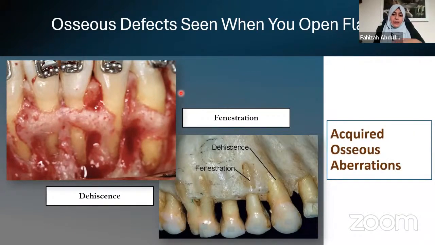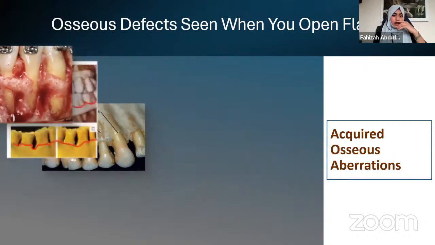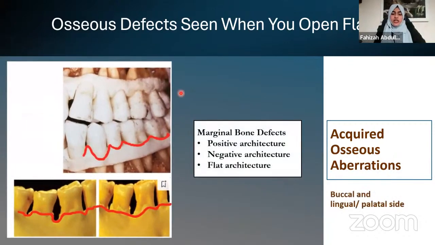So now again, I'm putting it as acquired osseous defects, aberration or defects as well, because this can happen because of periodontal disease as well. It can be acquired because of the periodontal disease as well. The next defect is the marginal bone defects.